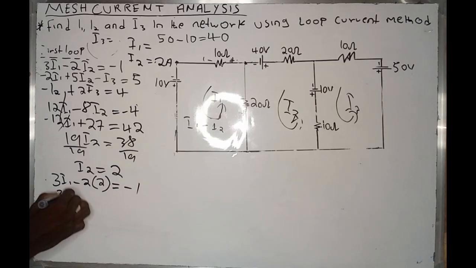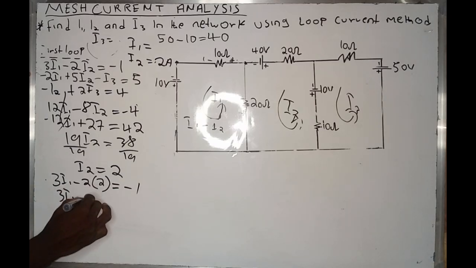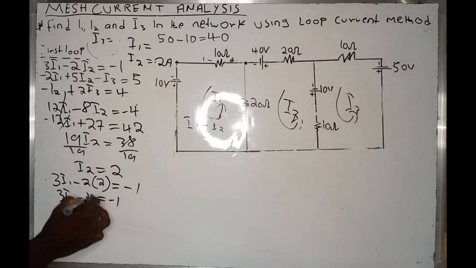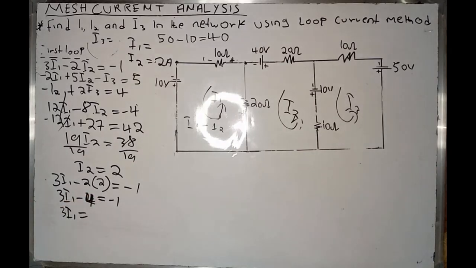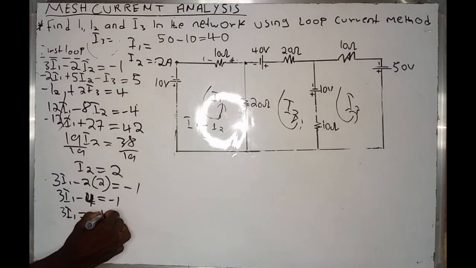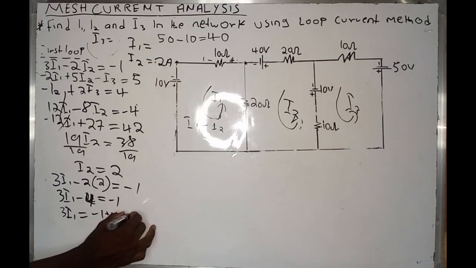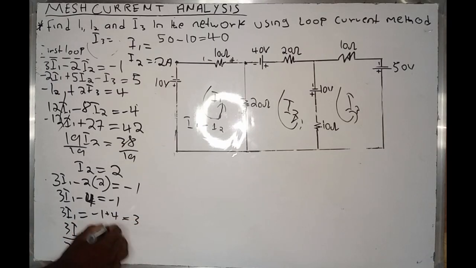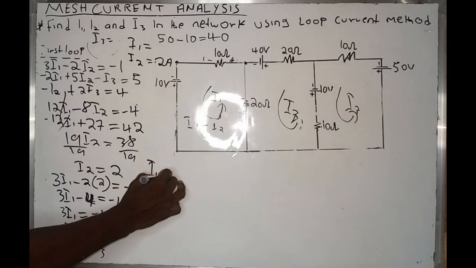So therefore, 3I1 minus 4, which is equals to minus 1. So therefore, 3I1, which is equals to, and 4 will cross the equal sign, and it will become positive. Minus 1 plus 4, which is equals to 3. So therefore, 3I1, which is equals to 3. If you divide both sides by 3, therefore I1, which is equals to 1.